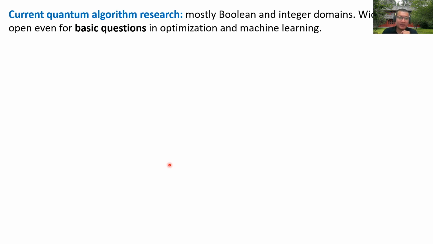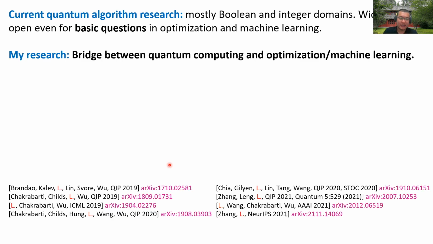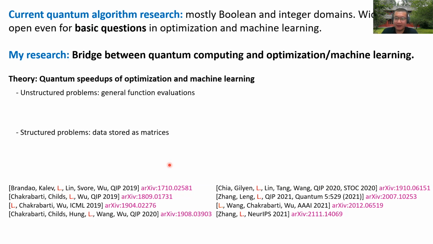From a high-level perspective, my personal research is trying to bridge the gap between quantum computing, optimization, and machine learning. I have to say that mostly I have been doing this from a theoretical perspective. In particular, by bridging this gap, I basically want to have a good understanding of what the quantum speedups of optimization and machine learning are. If we want to solve these kinds of problems on quantum computers, what are the advantages that we can gain?